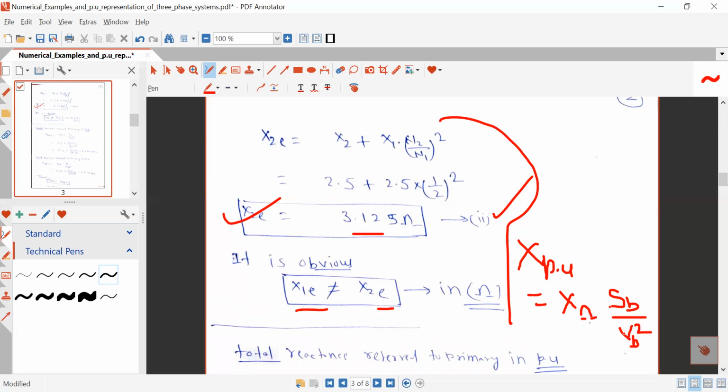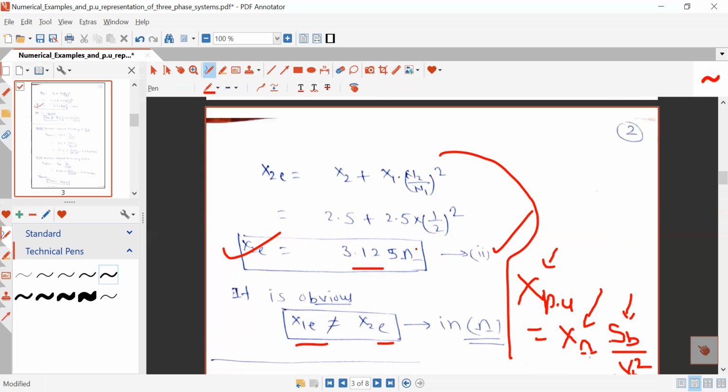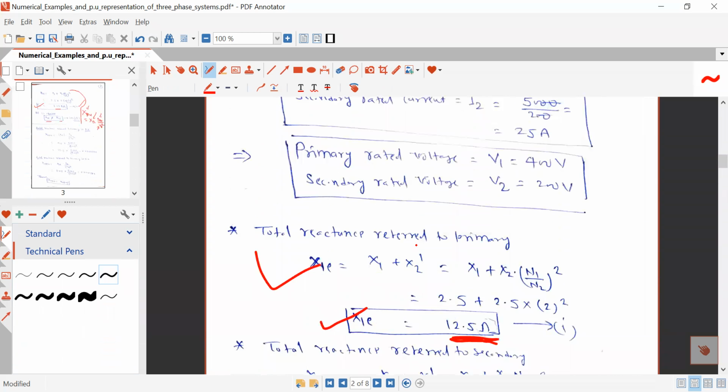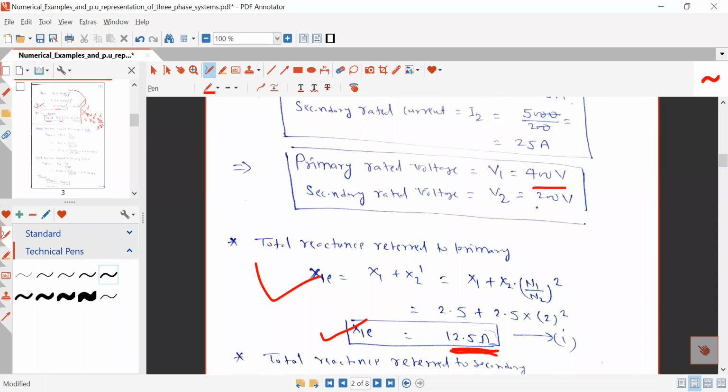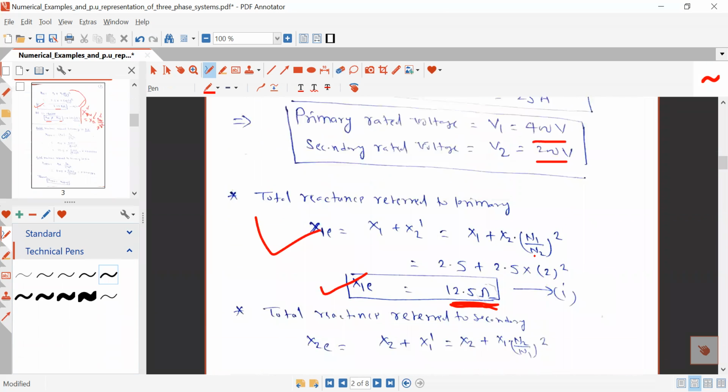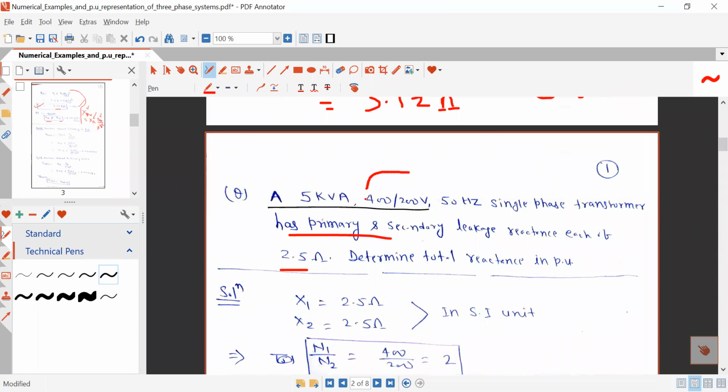Per unit value of reactance, resistance, and impedance can be calculated by this formula. The per unit value of reactance will be its actual value into SB, the base kVA or base MVA, divided by VB square. VB is base voltage. When you are doing calculation for primary side, the base voltage will be 400 volt, and when you are doing calculation for secondary side, base voltage will be 200 volt, because transformer is rated as 400 by 200 volt.